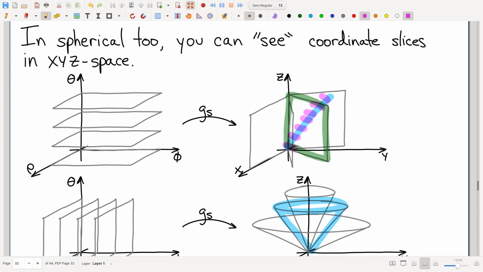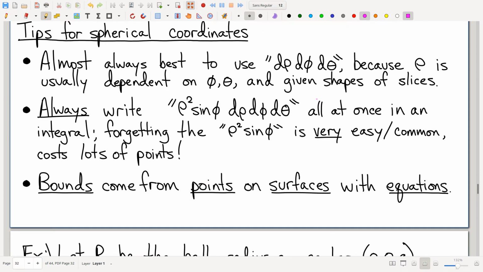So the slicing process in spherical, if you make the clever, ideal choice of which way to do your slicing, is not that bad. So always that order.